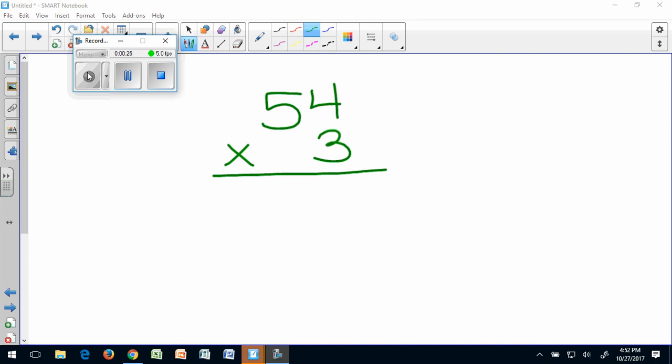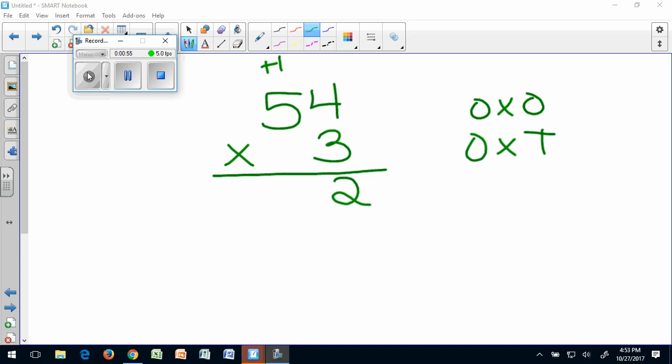We're going to start with the ones times the ones, like we did last time. So we're going to do 3 times 4 equals 12. We're going to put our 2 in the ones place and carry our 1. I like to put the plus sign to help me remember that I need to add that 1. Now we're going to do our ones times our tens. And if you notice, 3 times 5 is 15, plus 1 is 16.